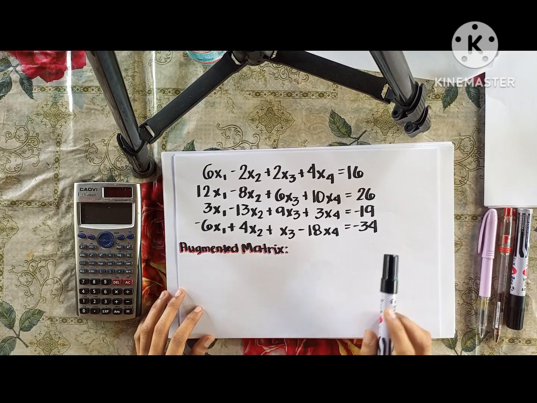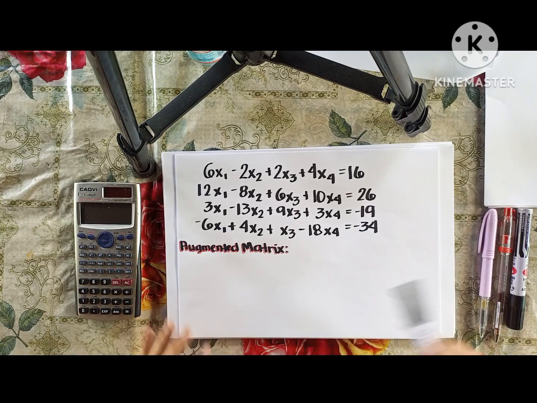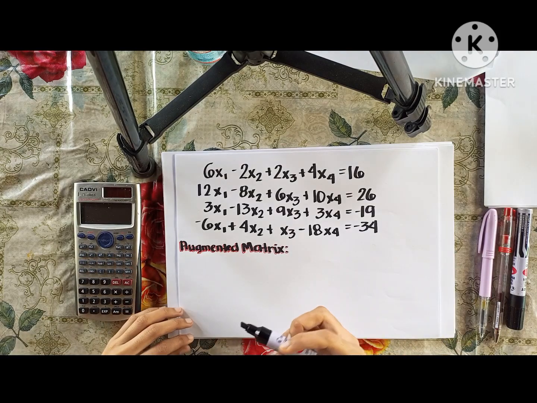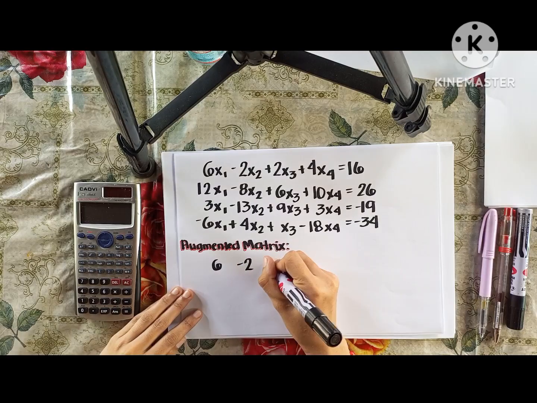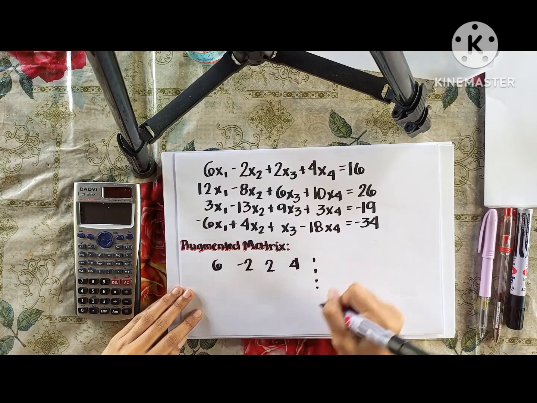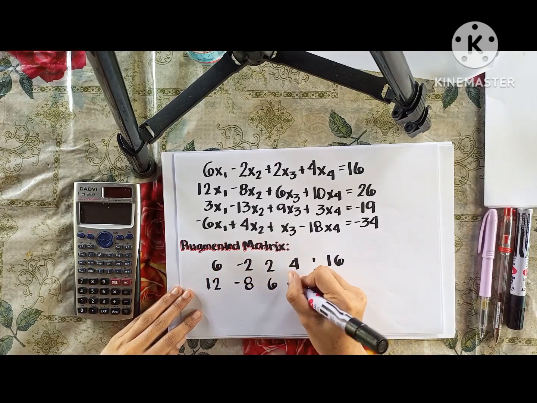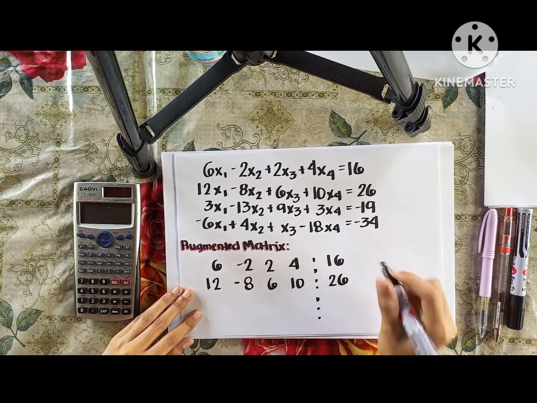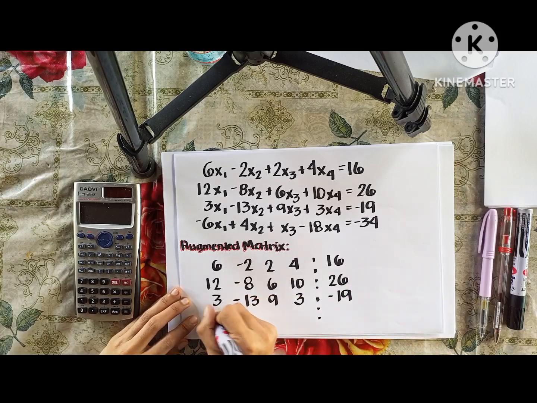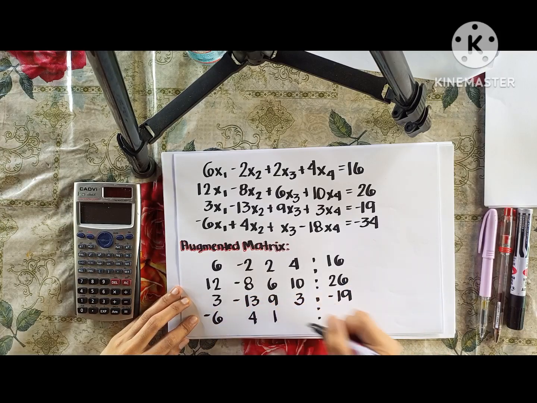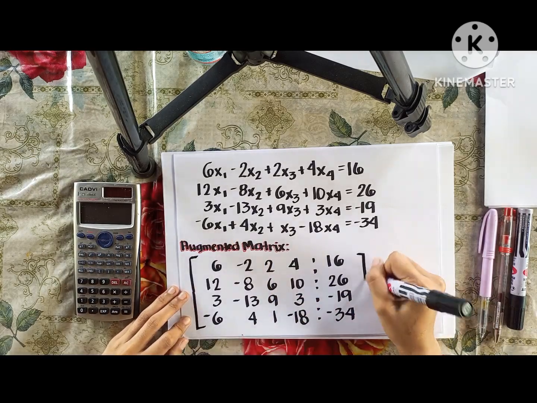Now, the first thing we need to do is to convert the system into an augmented matrix. So we need to write the coefficients. Thus, we have here 6, negative 2, 2, 4, and the value of our b, that is 16. We have also 12, negative 8, 6, 10, 26, then 3, negative 13, 9, 3, negative 19, and negative 6, 4, 1, and negative 18, with b equal to negative 34. And don't forget to put the matrix bracket.